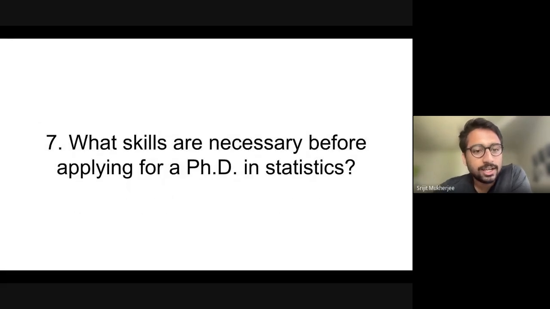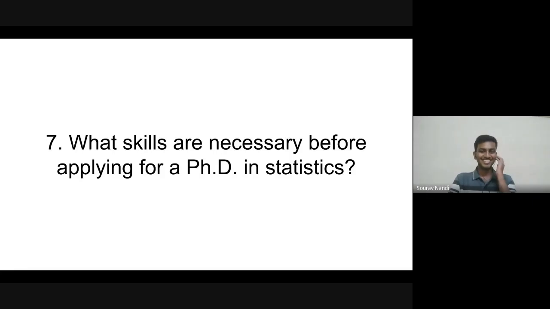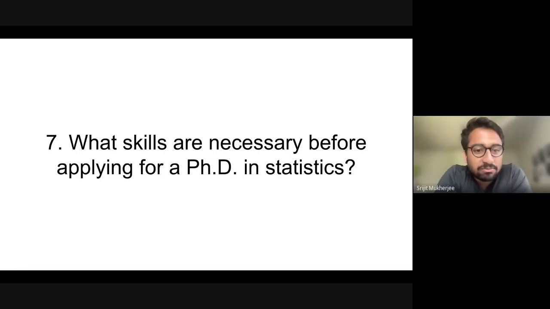Okay, what are the skills necessary for applying for a PhD in statistics? I'm not a PhD in statistics. Should I answer this? But I got into a PhD in statistics. That's applied, right? Good.